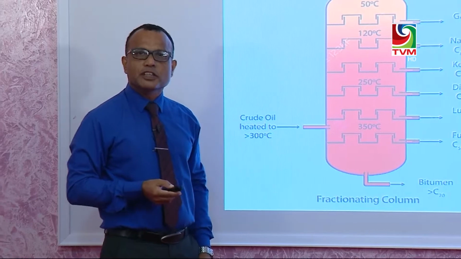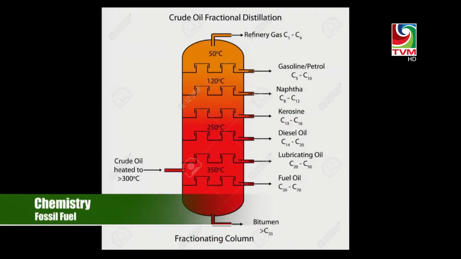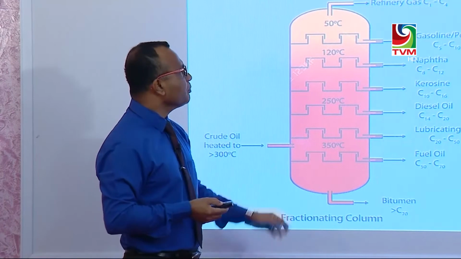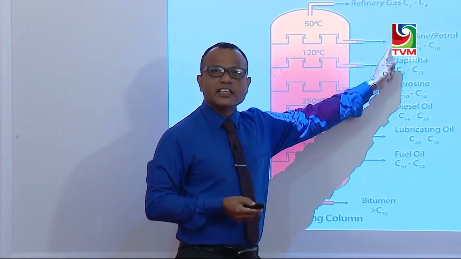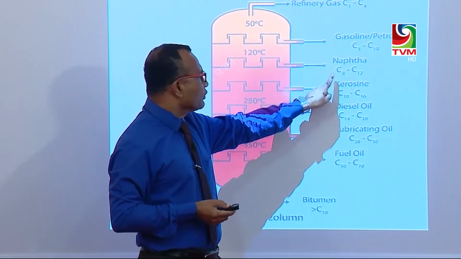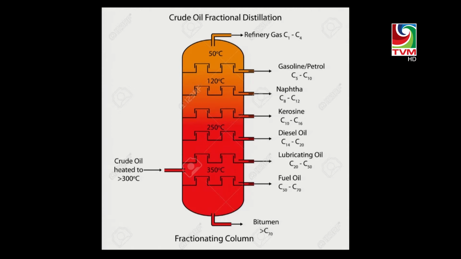Alkane molecules with few carbon atoms boil and evaporate first to the top of the fractionating column and separate as refinery gas. Then secondly, gasoline, as we all know, petrol. Then next one, naphtha, kerosene, diesel oil, lubricating oil, fuel oil, finally bitumen. You may see the sequence in this diagram.